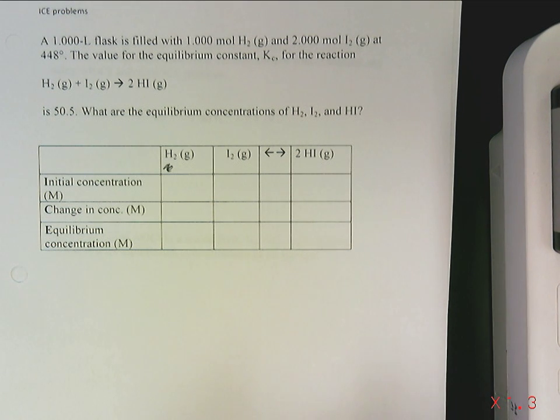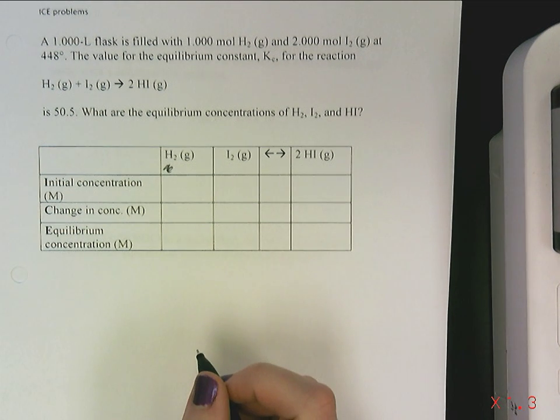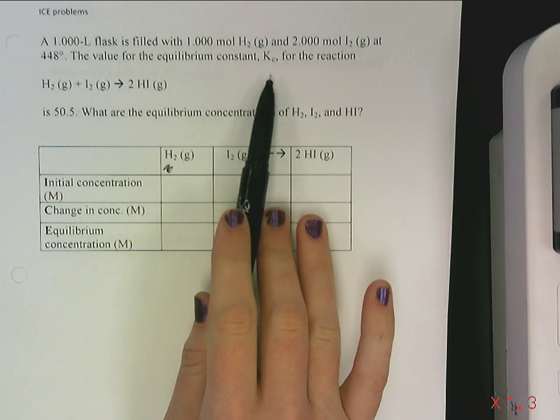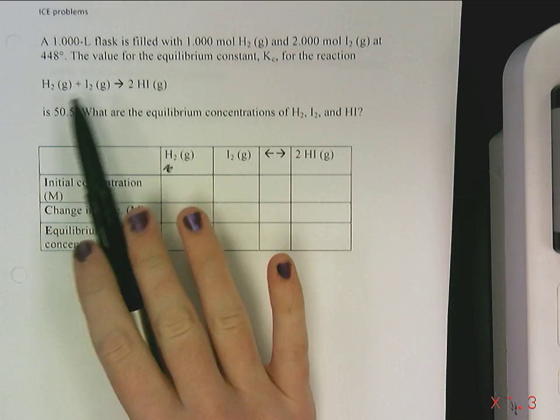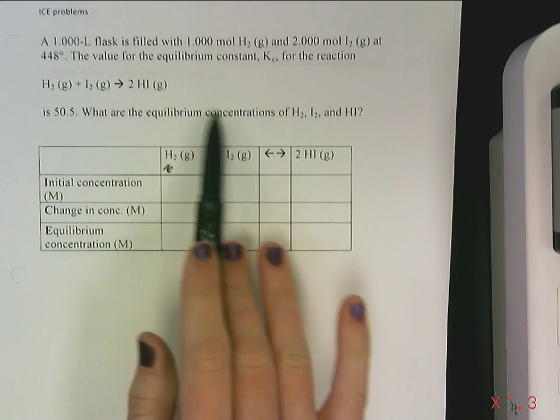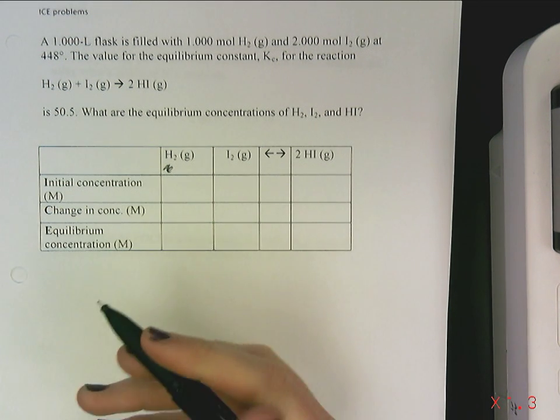Okay, this is another sample ICE problem, one in which we have to carry it out a little bit differently from the one I showed you earlier. So we have a 1 liter flask filled with 1 mole H2 and 2 mole I2 at that temperature. The value of Kc is 50.5 at equilibrium.